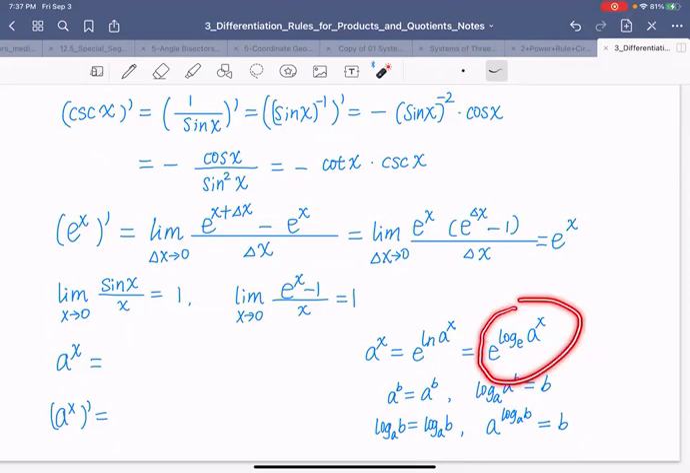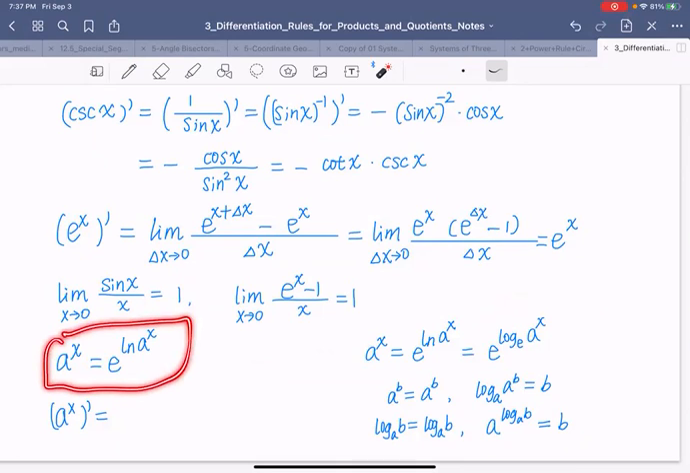So I'm going to use the formula over here to help me do this guy, okay? So I will write this as e to the power of ln a to the power x, okay? Everybody okay here? If you have a question, please ask me now, okay? Because our questions will become more and more difficult. Everybody is okay here?